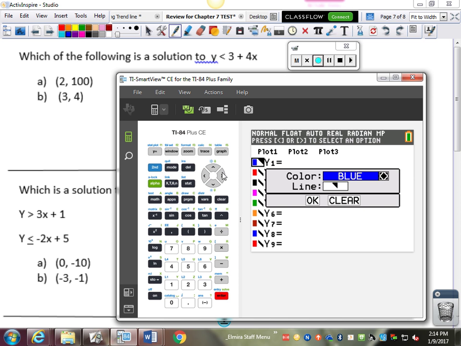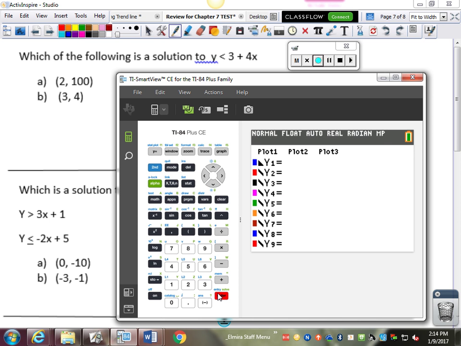But if you hit enter, this is a less than, so I want the bottom triangle to be lit up. Like that, that's a less than. Go down to your OK. And y equals, arrow over, 3 plus 4x.